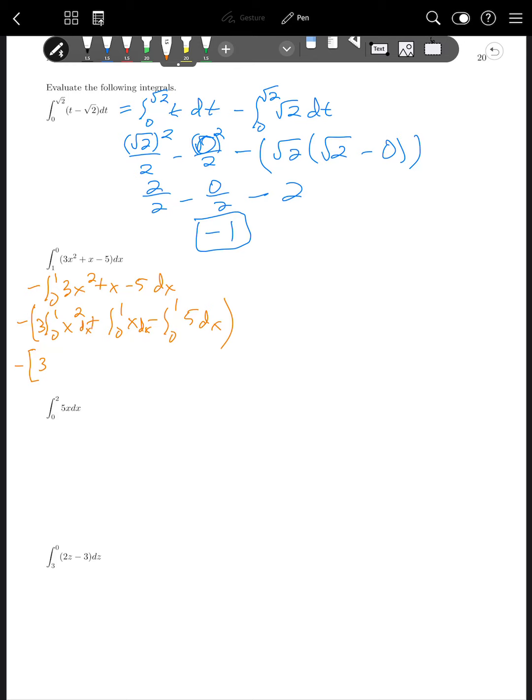So the rule for x squared is x cubed over 3, so b cubed over 3 minus a cubed over 3. So this would be 1 to the third power over 3 minus 0 to the third power over 3. Plus the rule for x is x squared over 2, so this would be 1 squared over 2 minus 0 squared over 2. And then for a constant, you take the constant times the width of the interval.